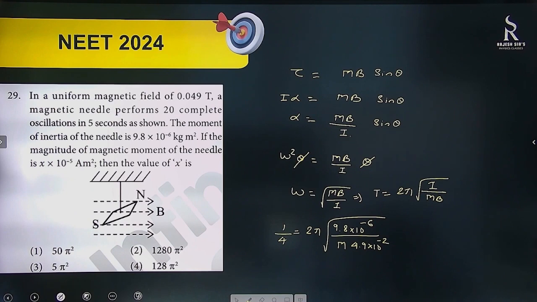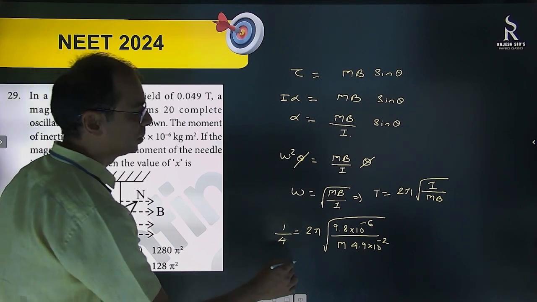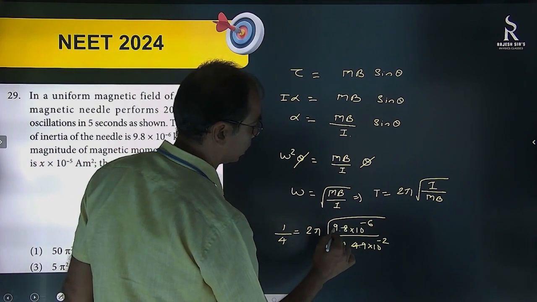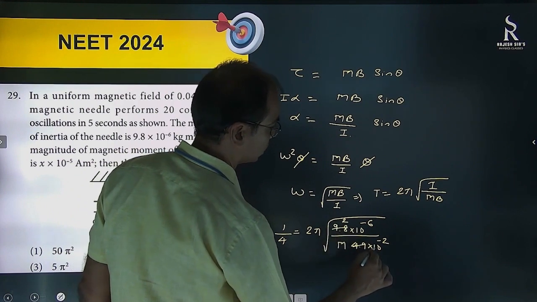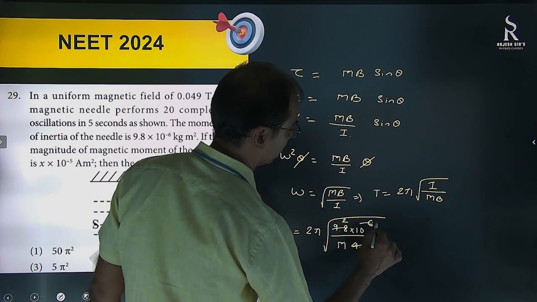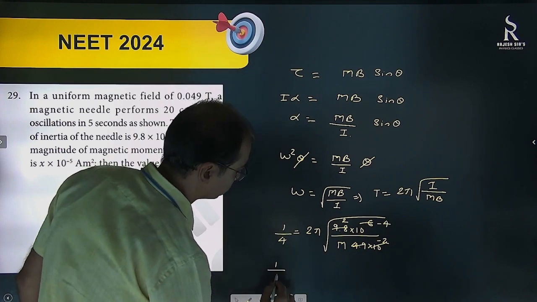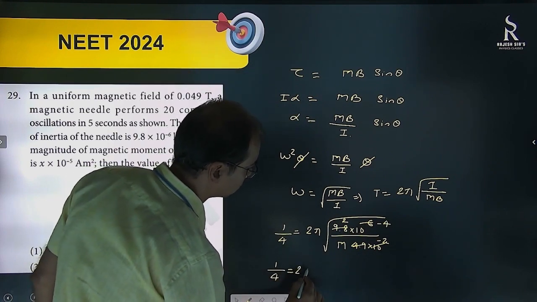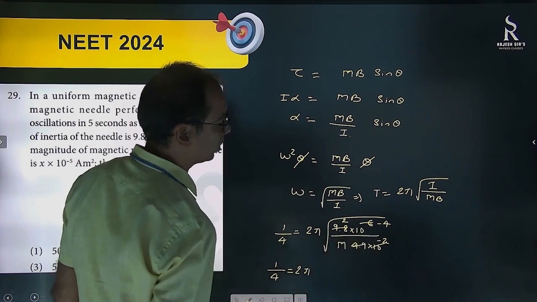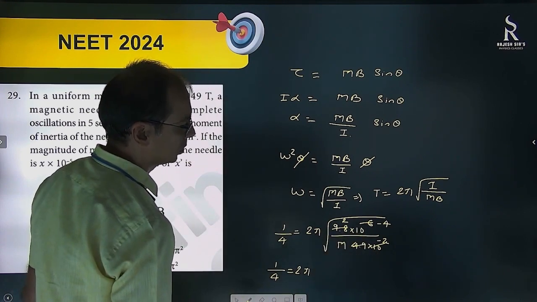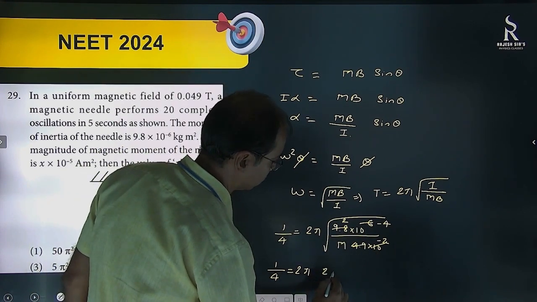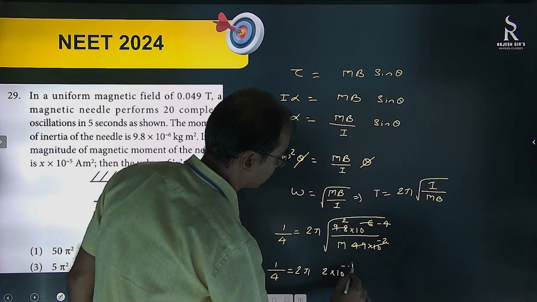Why did I do this? So that we can cancel this 4.9, and this is 2, and with this one it will be 10 to the power minus 4. So directly we can take it outside. So 1 by 4 equals 2 pi, and now I have 2 into 10 to the power minus 4 there, which means you cannot take it out that easily. You have to square it. Okay, we'll square it now.